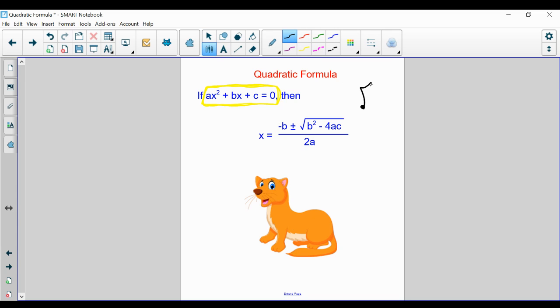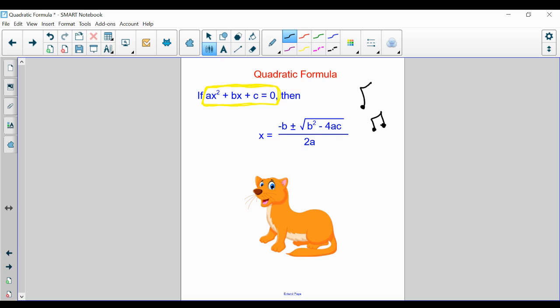The quadratic formula is -b plus or minus the square root of b squared minus 4ac all over 2a.